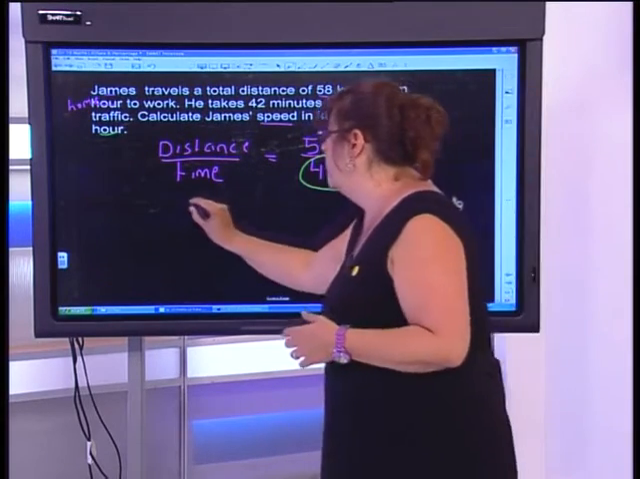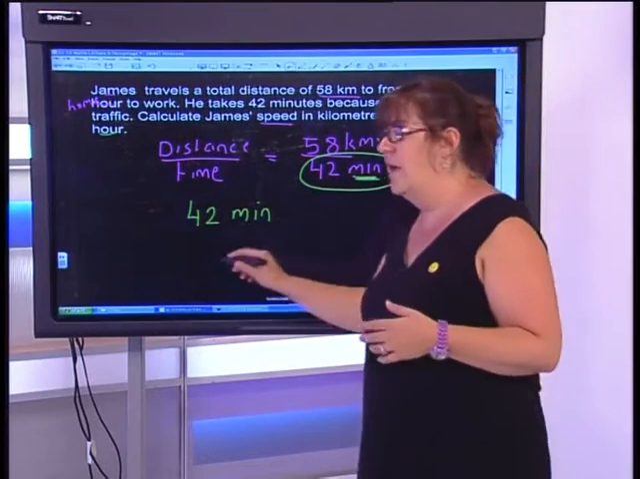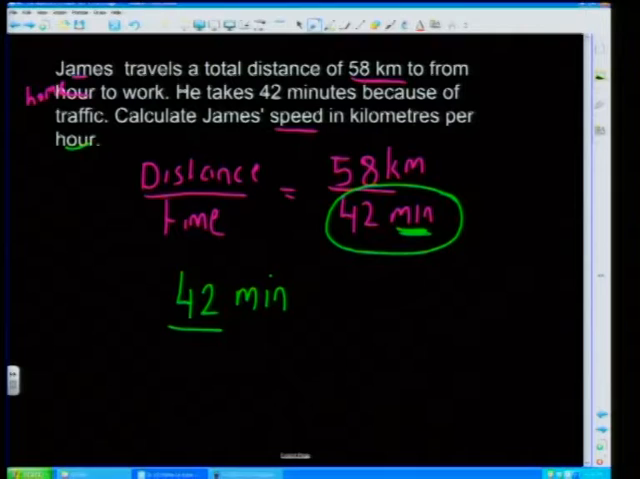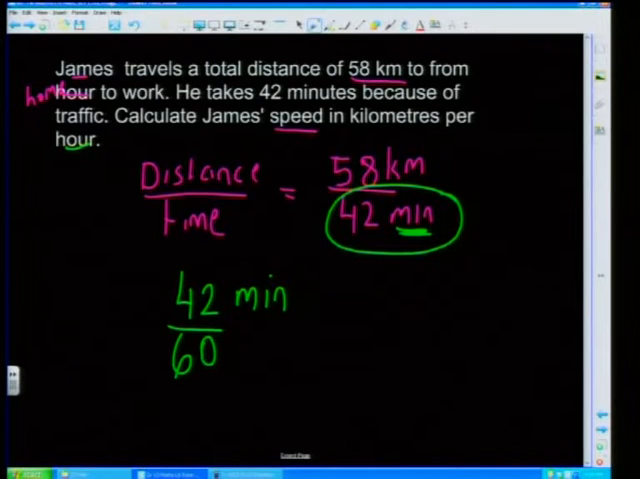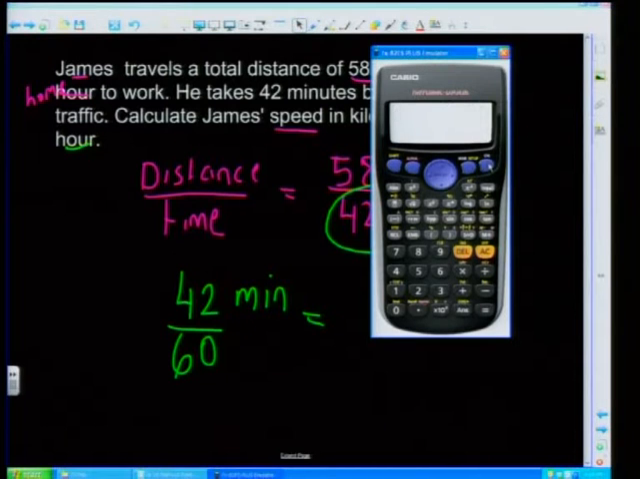So how do I change 42 minutes into hours? I have 42 minutes, and I want to know how many hours that is. Well, how many minutes in an hour? So we can divide by 60 minutes because there's 60 minutes in an hour. So whenever you're converting from minutes to hours, divide by 60. And we can get an answer for that. And now let's use our calculator. We've got 42 minutes divided by 60 minutes to get the hours, and I see that it is 0.7 hours.